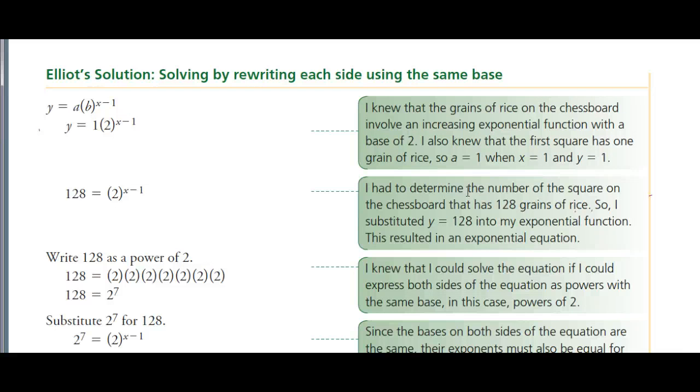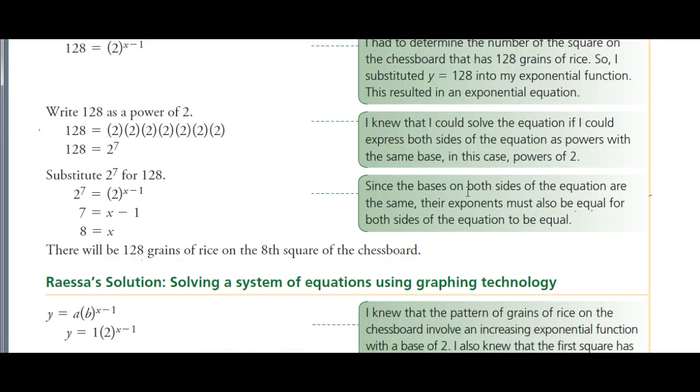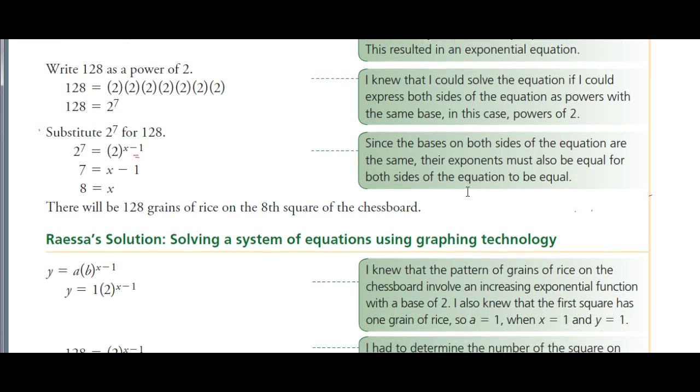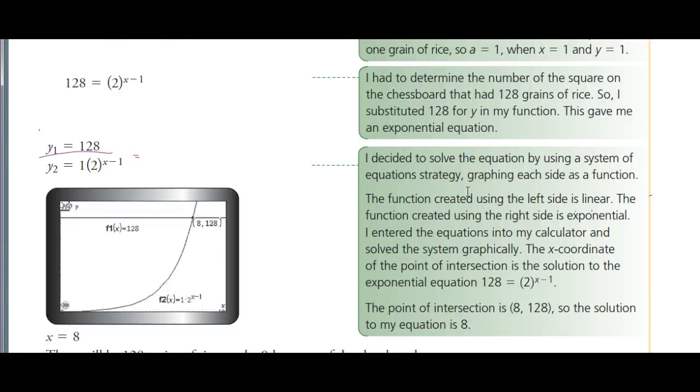Elliot's solution, rewriting each side using the same base. That's the one we did. 128 is 2 to the 7th. So that's the solution that we showed. Another is using a system of equations and graphing technology. You can look through all of these different solutions. We graph y1 as 128, y2 as the exponential, and we find the x-coordinate of the point of intersection. That'll be our solution. So that's in there as well.